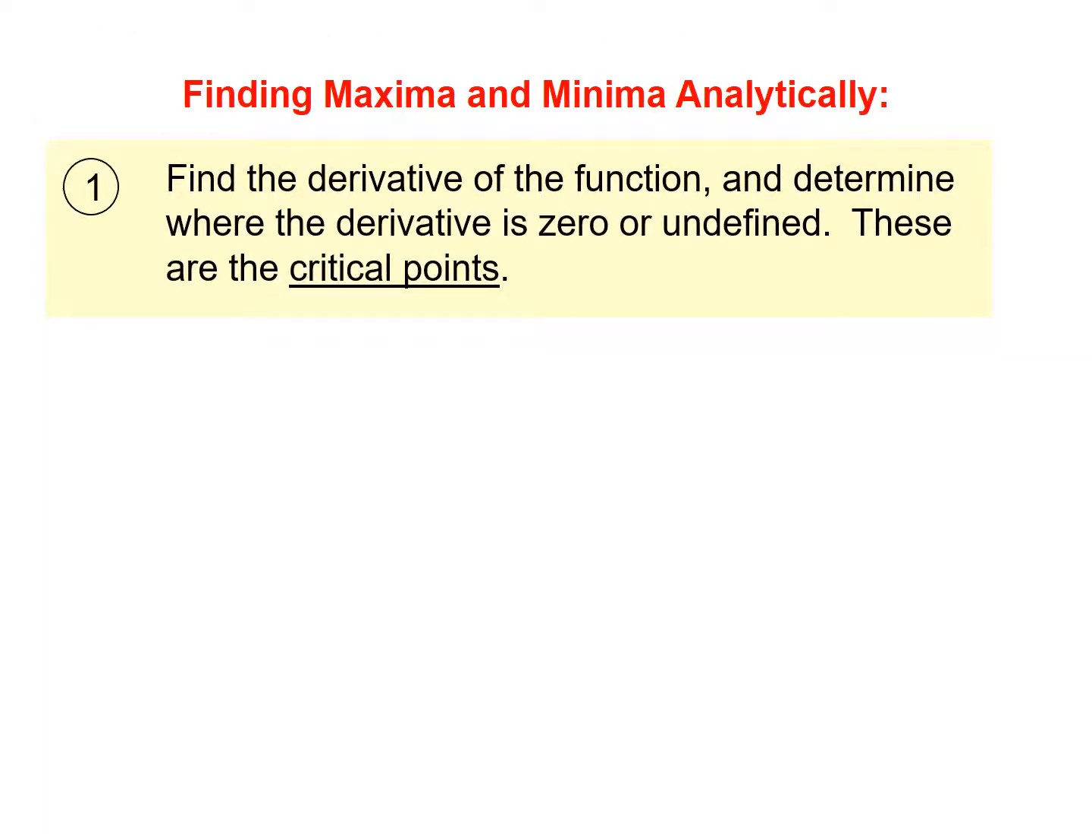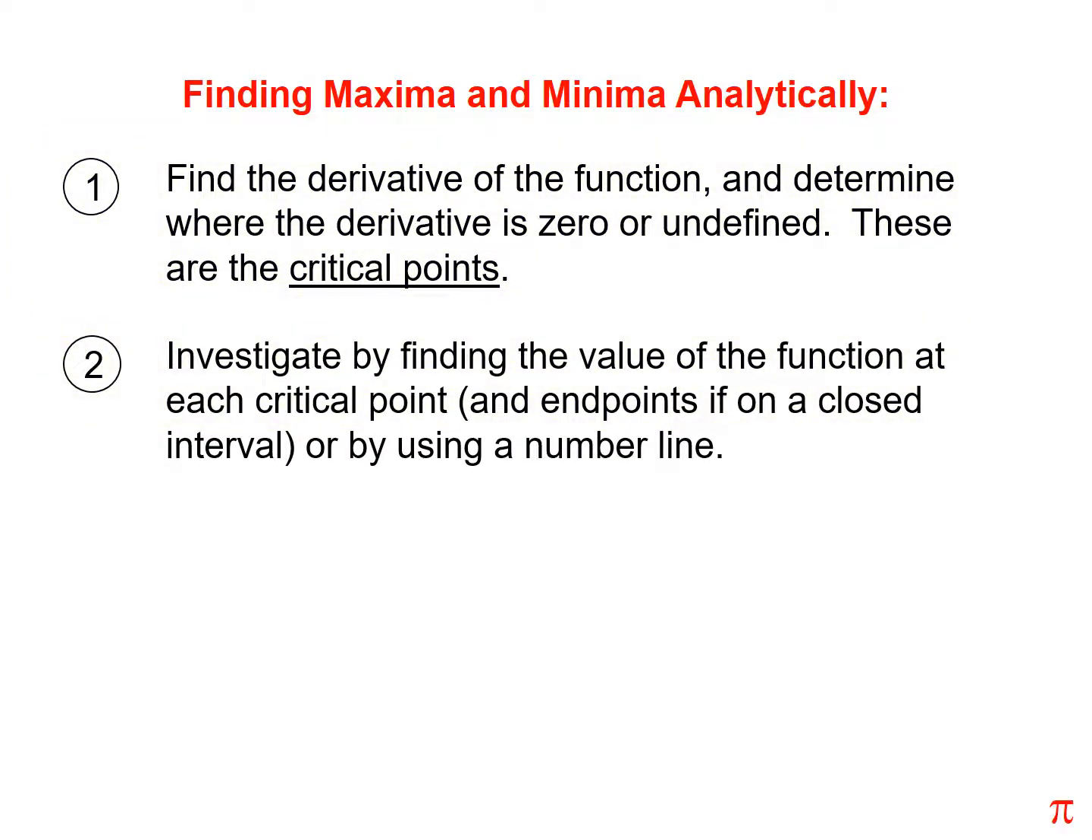So in general, if we want to find maximum and minimum values, we take the derivative to find the critical points. And we can then investigate the critical points. So we can either look at the actual function values, or we can use a number line and investigate if the function is increasing or decreasing.